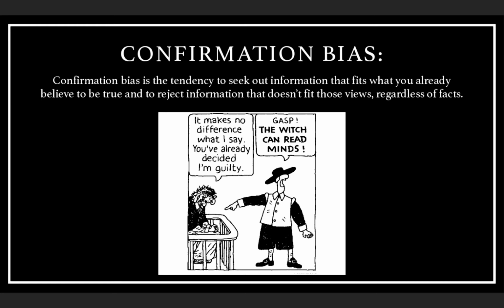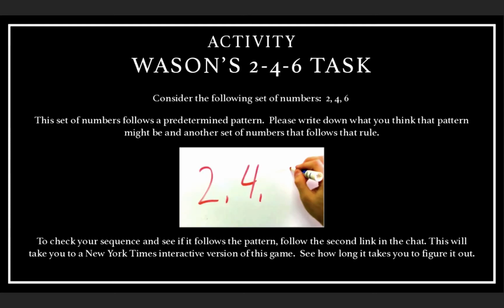The next activity is called Wason's 2-4-6 task. There's a set of numbers, 2, 4, and 6, and that is a predetermined pattern. So I want you to write down what you think that pattern might be, and then I want you to write another set of numbers that follows that rule.